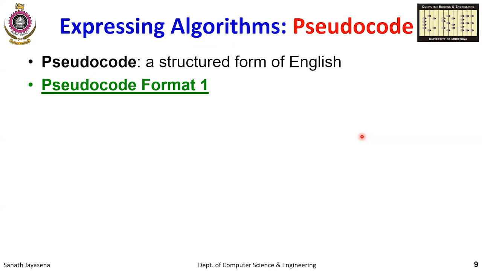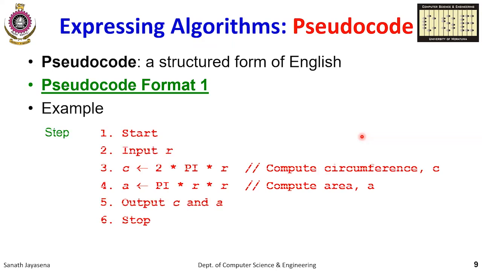Okay, one method is called pseudocode. Pseudocode is a structured form of English. And actually, there are multiple different ways you can express pseudocode as well. So here's a particular format. We say pseudocode format 1.